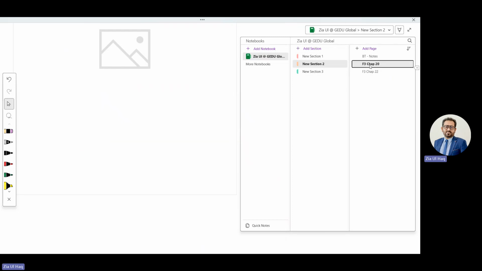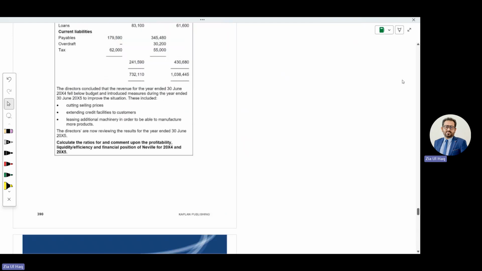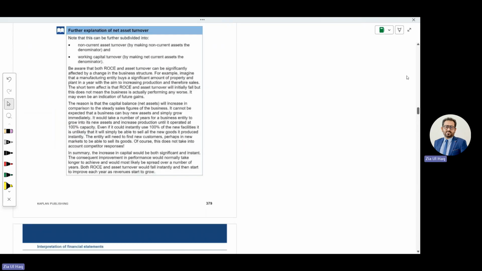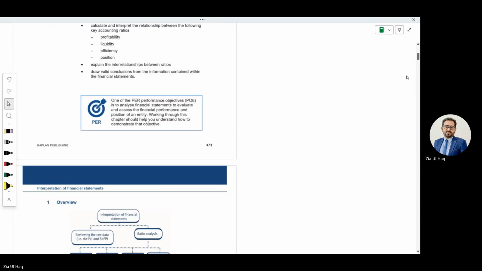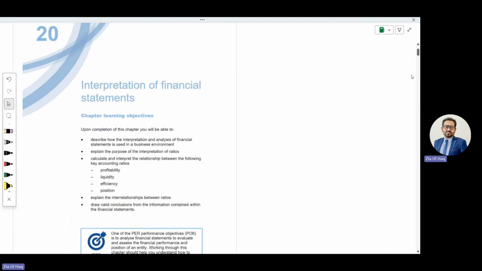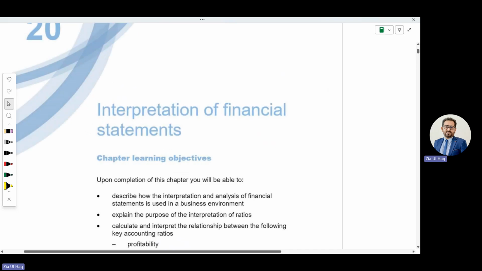If you have studied accounting anywhere, like in your previous studies, this chapter you have already studied. Chapter 20 is about interpretation of financial statements. In simple words, you can say financial ratios.